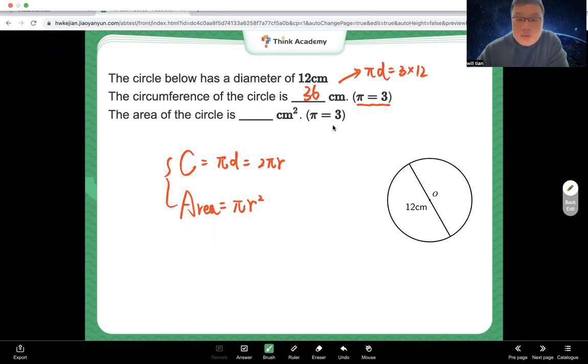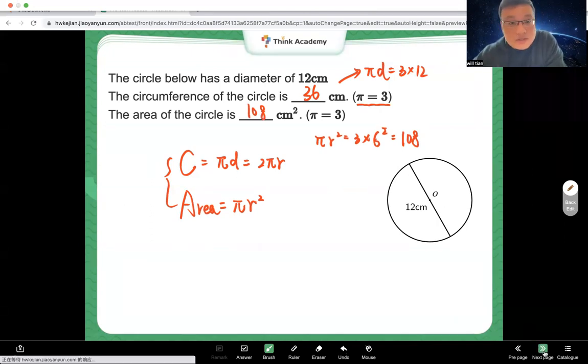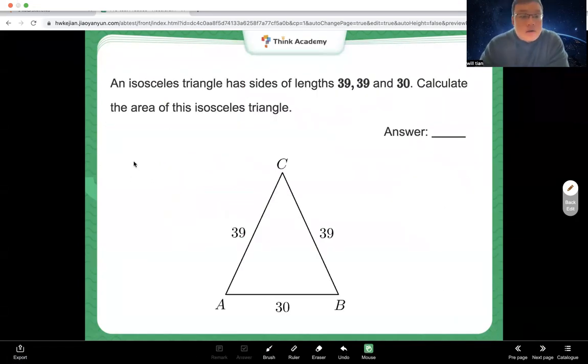As for the area, we're going to do pi times radius squared. So let me copy the formula first. There'll be 3 times the radius, which is half of the diameter, which is 6, right? So 6 squared. You got 3 times 36. That is 108. So that's it. 108 square centimeters. All right, next one.